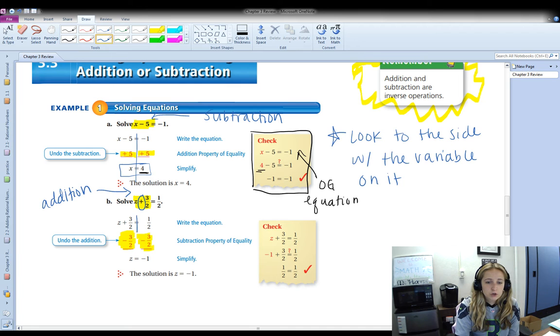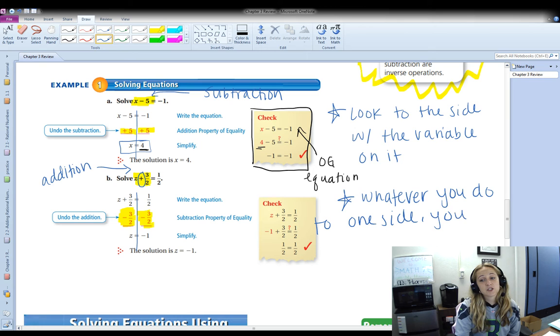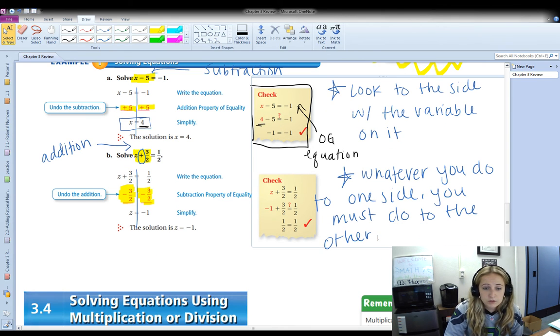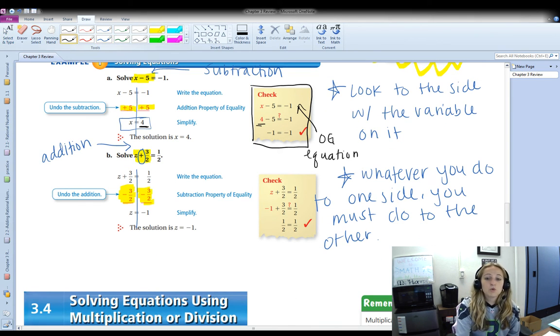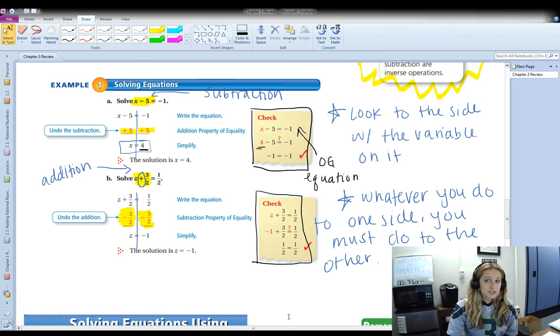I make sure to draw a line down the equal sign because remember, the algebra rule is whatever you do to one side, you must do to the other. All right. So that is your algebra rule, okay? Again, same thing. You always got to check your work. I will be expecting this on your practice test as well as your test, okay? Check your work to see if you were right. So that is solving equations using addition or subtraction.